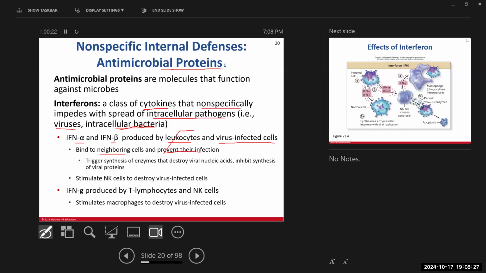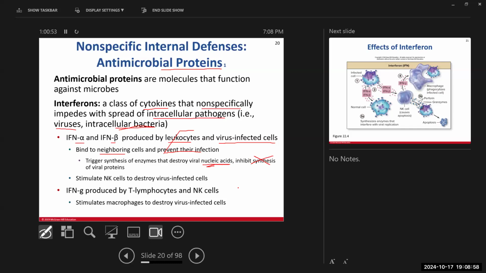So how do they do this? When viruses are inside of your cells trying to reproduce and make more of themselves, they have to make certain components of the virus. Some of those are going to be one of our macromolecules, nucleic acids. But a big component is that interferons prevent the viruses from being able to make components of the viral capsid.